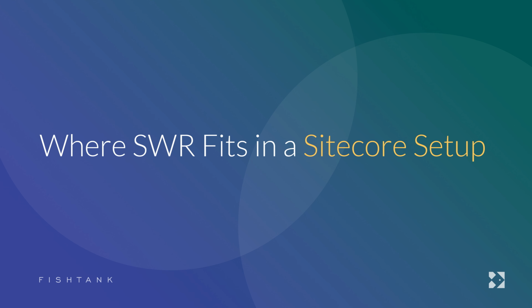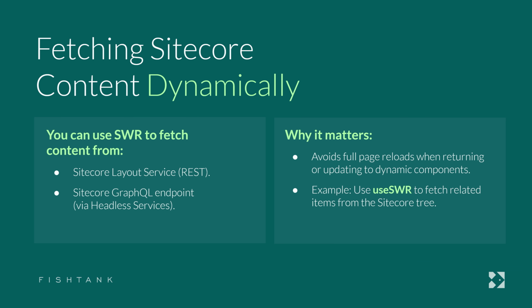So where does SWR fit in a Sitecore setup? Well, the main benefit is to use SWR to pull data directly from Sitecore through either the layout service or, more likely, a GraphQL endpoint. This is important because it allows the website to automatically update dynamic content from Sitecore, or immediately load cache data if a user is returning to a page. An example of when this could be useful is pulling data directly from Sitecore for a navigation menu.